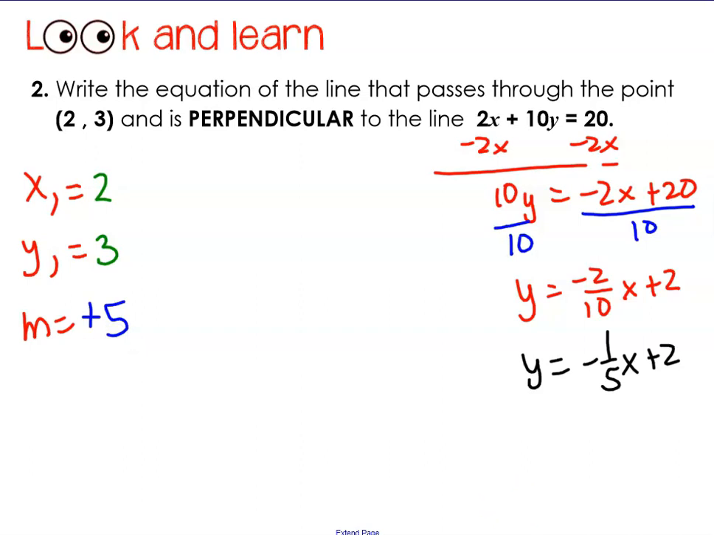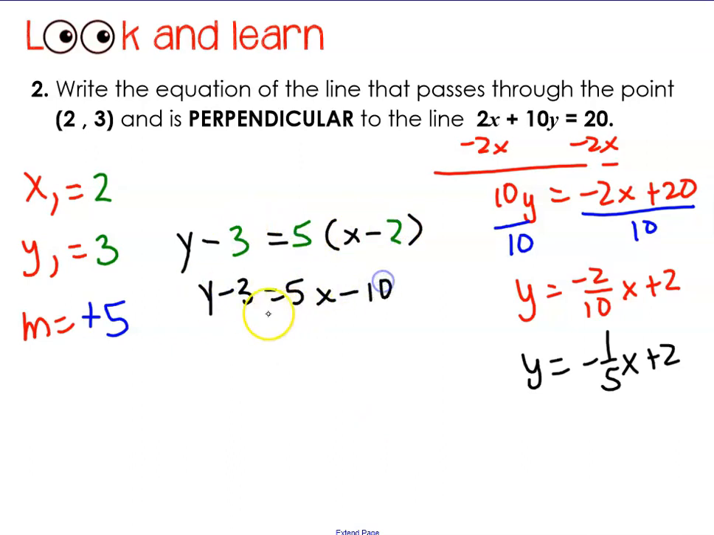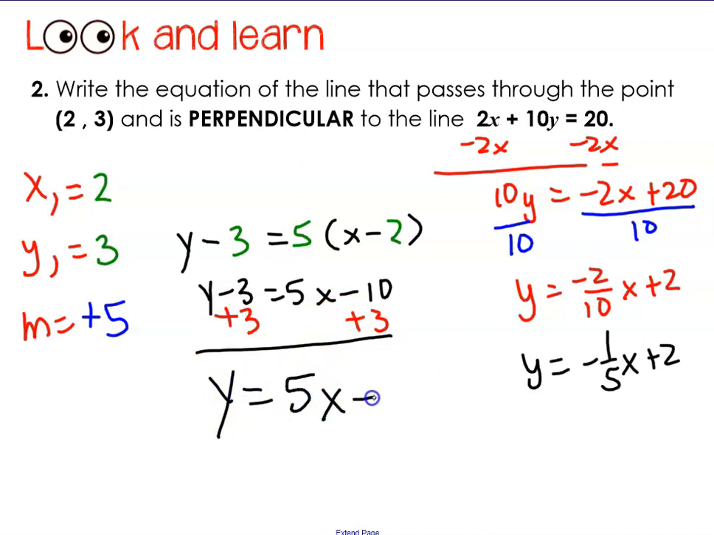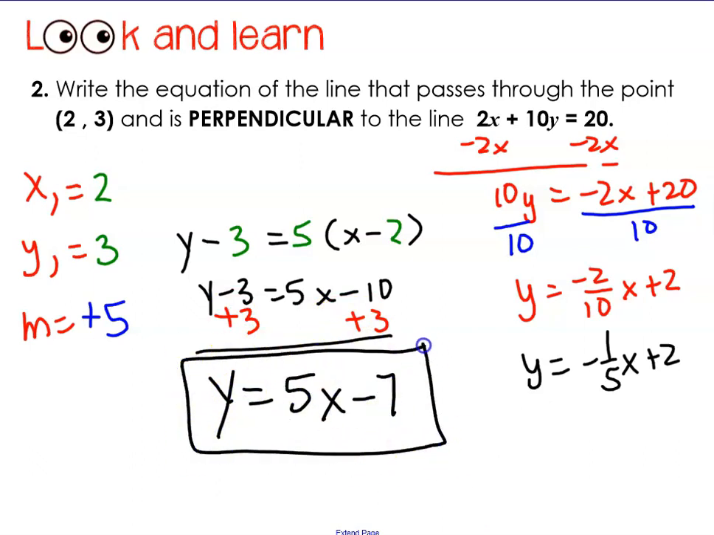Now I'm going to use my point slope formula. Those are my permanent skeleton pieces. And now to fill in the correct values. All right. Y minus 3 equals 5x minus 10. Add 3 to both sides. And the perpendicular equation is going to be 5x minus 7.